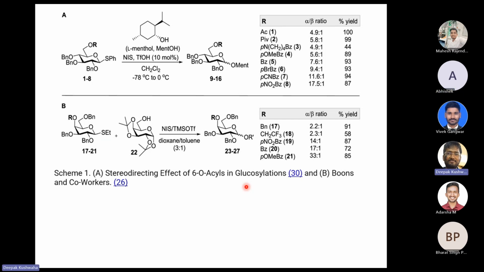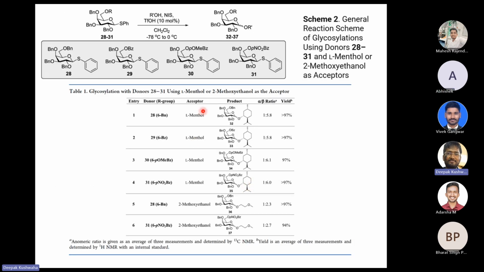No, no, they have tried. They have tried, and they are showing that C6 has no role. Here, only the C6 position they are changing: OBN, OBZ, OMe, para-nitro BZ. In that case, they have shown that there is no significant change in the alpha-beta selectivity. So first they have done it at the C6 position.